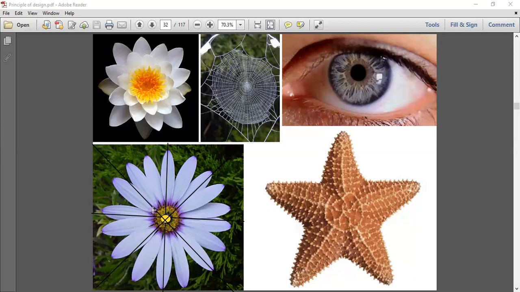But compositions which are only symmetrically balanced are not radially balanced. For example, the interior of a room which we have seen is symmetrically balanced because on both sides of the vertical axis, things look similar. But it is not radially balanced. Clear? Yes, sir.